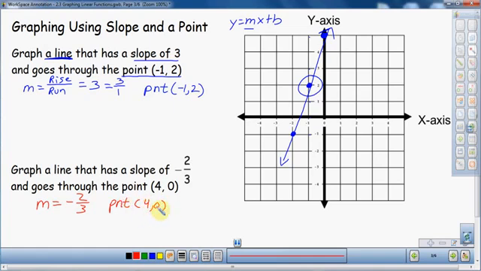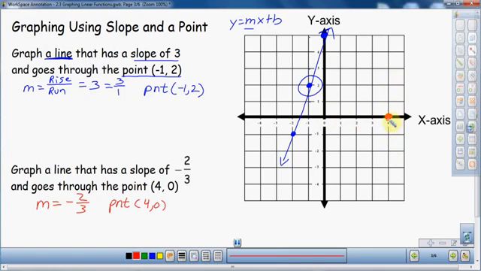Okay, so I'm going to start there. I'm going to start with this point first. So I'm going to come to my grid. 4 for the x's, 1, 2, 3, 4, right there, and 0 for the y's. 0 for the y means I don't go up or down. I stay right here at 0. All right, so there's my starting point.